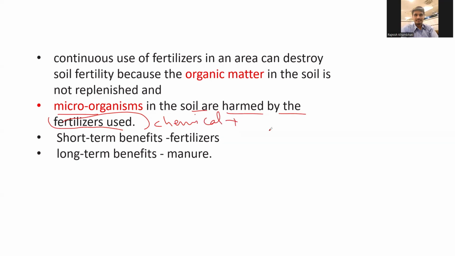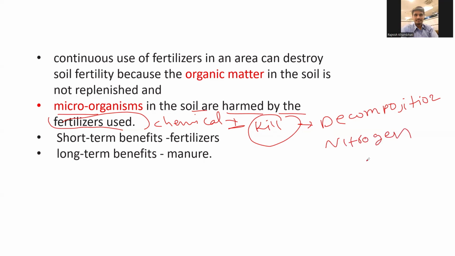Now, what can a chemical do? A chemical can, for example, change the pH, and when the pH is changed, it will kill microorganisms. And why are microorganisms important? Because we just saw that microorganisms do the decomposition. And some microorganisms are nitrogen-fixing bacteria, like rhizobium. Some are doing nitrogen fixation into the soil, for example rhizobium bacteria and other bacteria.